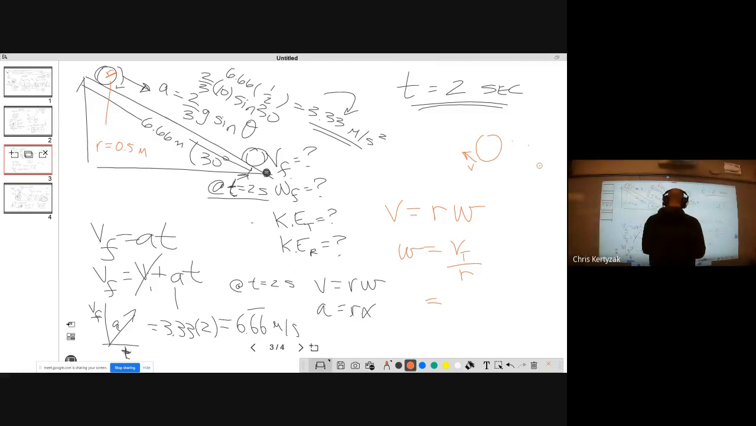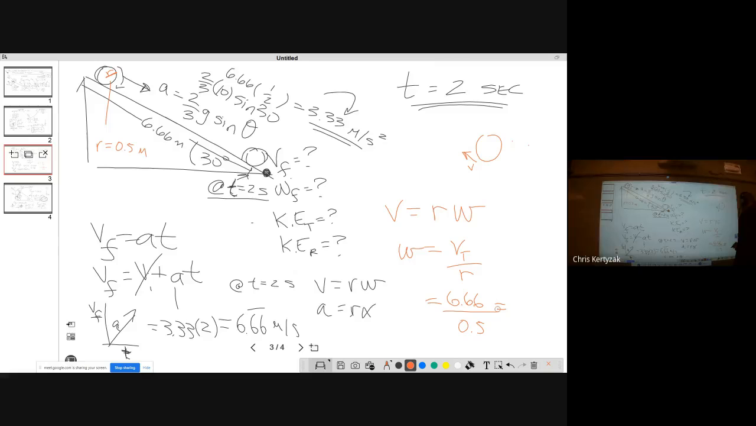All right, so the speed was 6.66. I decided to say the radius was going to be a half. That's the same thing as multiplying by 2. So that should give me 13.32. And that would be radians per second. Right, so that tells me the instantaneous rotational speed of this rotating disk when it reaches the bottom, that amount, 13.32 radians per second.